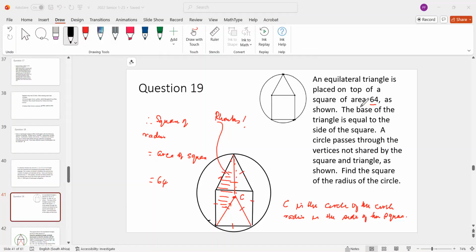The square has got area 64, and that's also equal to the square of the radius of the circle. Okay, so it's a very intriguing problem. The fact that you're dropping down and doing this is an ingenious solution. You wouldn't think of doing that. Normally you would try to calculate it.